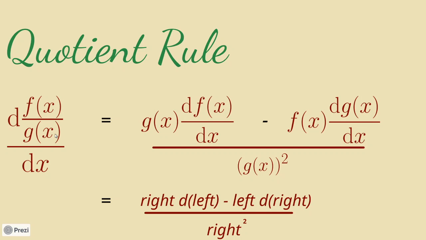Now I know there is no left and right here, but if you could consider g of x as the right function, this would be valid. That is right d left minus left d right by right square. Or you could also learn it as down d up minus up d down by down square. That doesn't sound that good. This would be a little better. I mean, you could study in whichever way you want, of course. Just make sure that it's the right way.